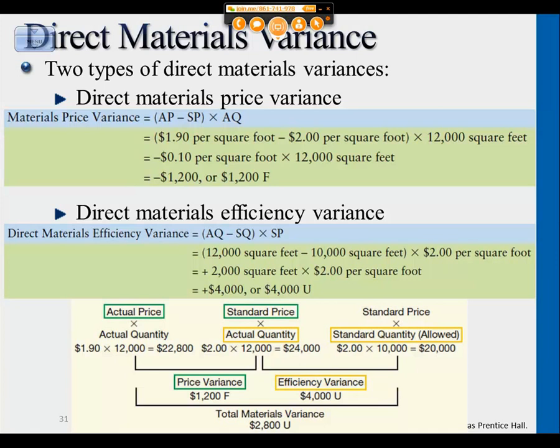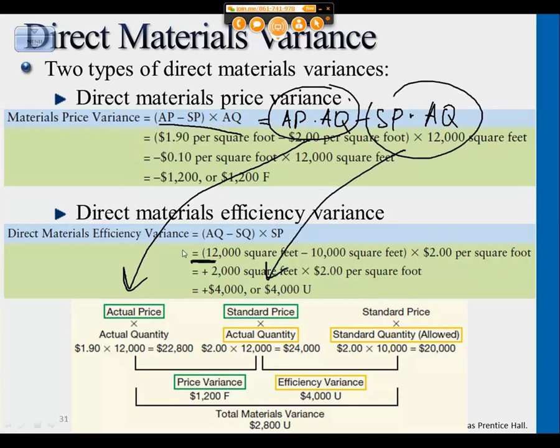Okay, so let's look at the little table that I showed you a little while ago. I have actual price, actual quantity, and I found that it's 22,800. We're looking just at our price variance on the left side. And then I also have my standard price multiplied by actual quantity, which is $2 by 12,000, gives me 24,000. It's the same thing, just written out as AP, AQ minus SP, AQ. The difference of the two gives me this price variance of 1,200.